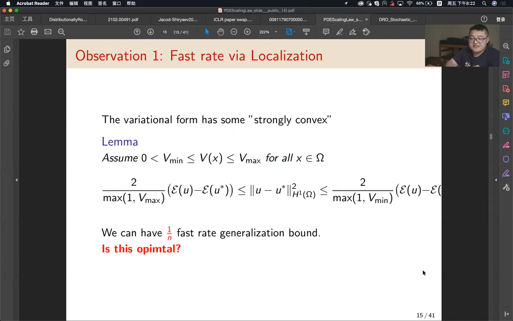So in this talk, the first thing I will tell you is that in statistics, there is literature saying that if your objective function satisfies the Bernstein conditions, then you can have a faster rate. Our functional here is actually a strongly convex functional, like the E energy here is actually the square of your PDE, the square of your distance here. So it is a strongly convex objective, and you will always have a 1/n fast rate generalization bound. So if you plug in the fast rate generalization bound, is it optimal? That is the next thing I will discuss.